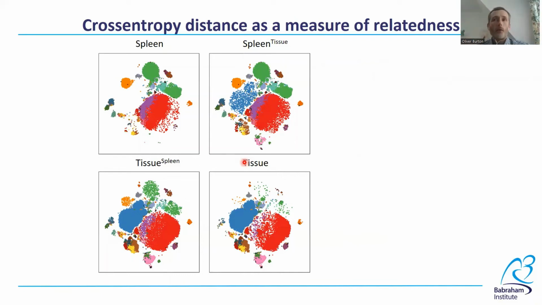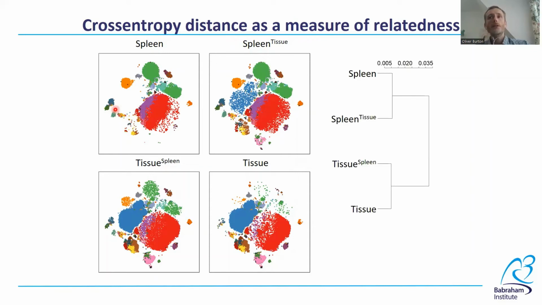For this example, I've created artificial samples by spiking in gut cells with spleen cells and vice versa. So now, in addition to the original spleen and gut tissue samples, we have a 90-10 spleen to gut sample called spleen tissue, and a 10 to 90 gut to spleen sample called tissue spleen. Visually, you can see how the green cluster fades out and the blue cluster fades in as we move from one extreme to the other.